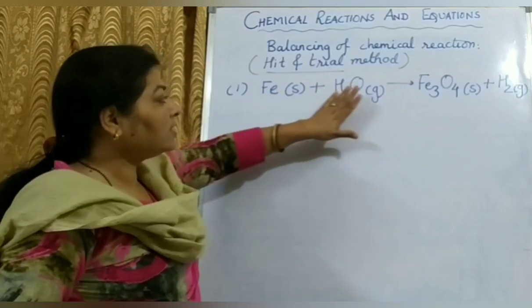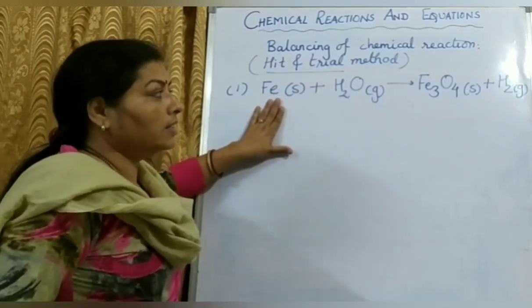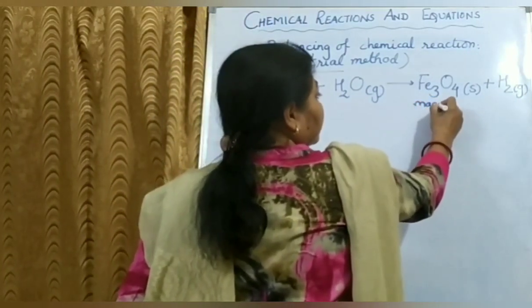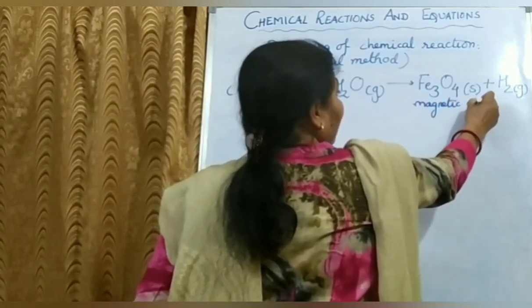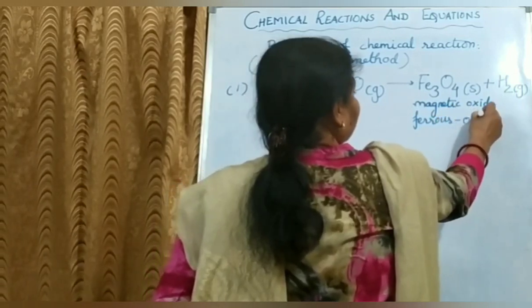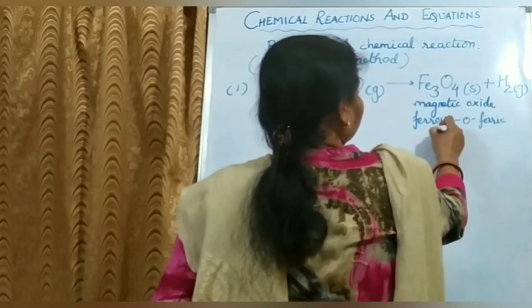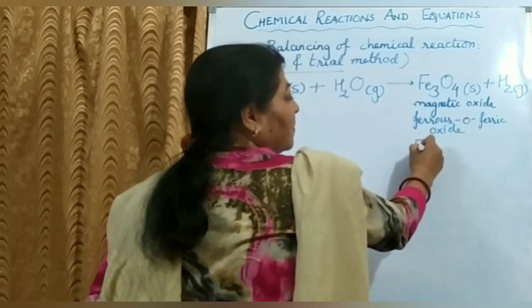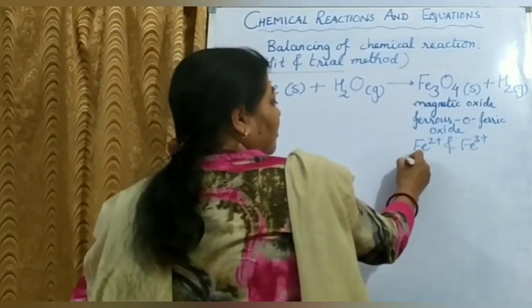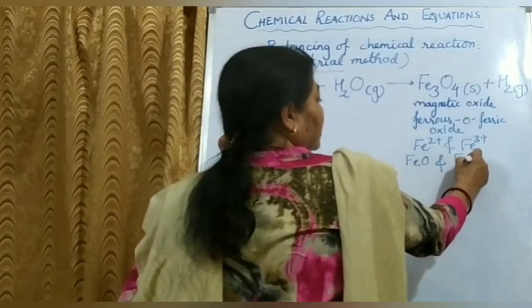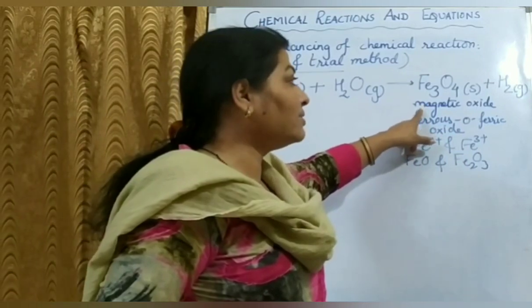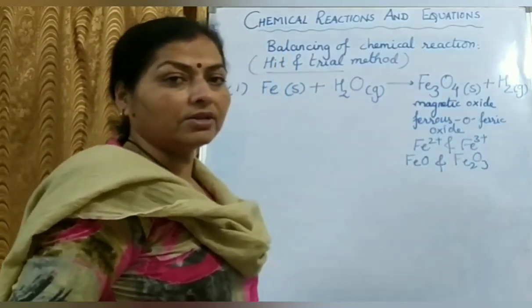So iron solid, when steam is passed over red hot iron, gives Fe3O4, which is also known as magnetic oxide, or it is also known as ferrous ferric oxide. As in this, Fe2+ ions and Fe3+ ions, ferrous ions and ferric ions, FeO and Fe2O3 both are present, and that is why it is known as ferrous ferric oxide, or magnetic oxide. And hydrogen gas is also produced.